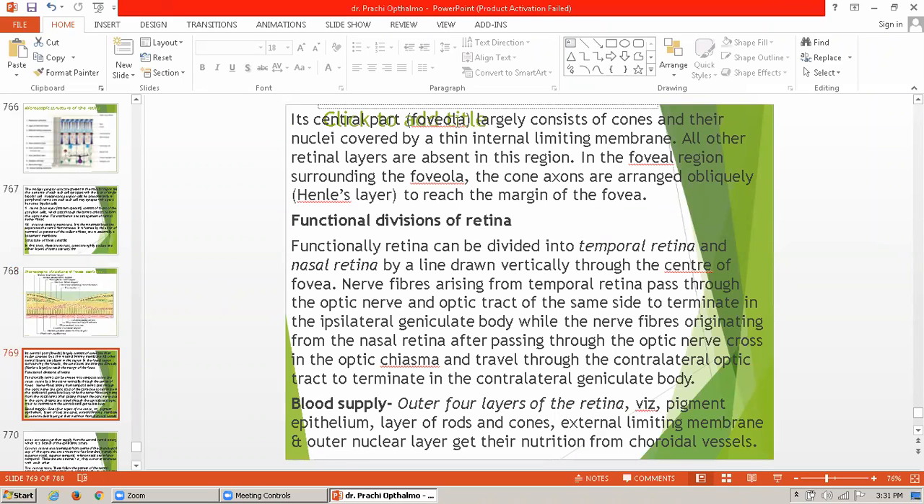The central part, that is the foveola, largely consists of cones and their nuclei, which are covered by a thin internal limiting membrane, and all the other retinal layers are absent in this region. In the foveal region surrounding the foveola, the cone axons are arranged obliquely, that is the Henle layer, to reach the margins of the fovea.